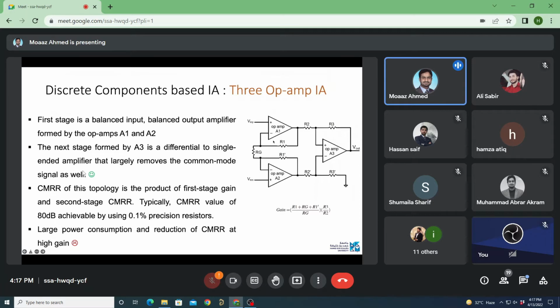Now, the common mode rejection ratio of this topology is the product of the first stage gain and the CMRR of the second stage. The CMRR of the second stage is typically 60 dB, followed by the gain of the first stage. So we can easily have 80 dB CMRR if we use thin film matched resistors, 0.1% precision resistors. Also, because we are using 3 op-amps, the power consumption is large. So this is its drawback.